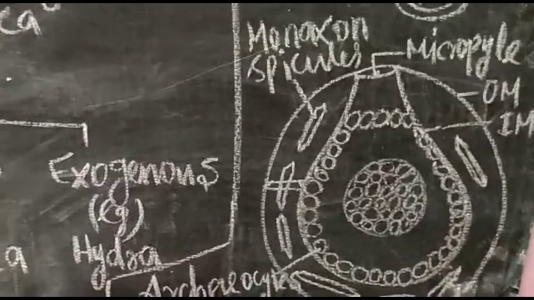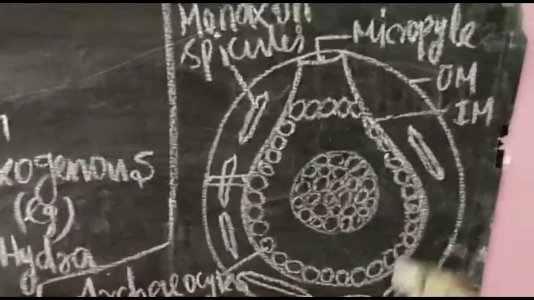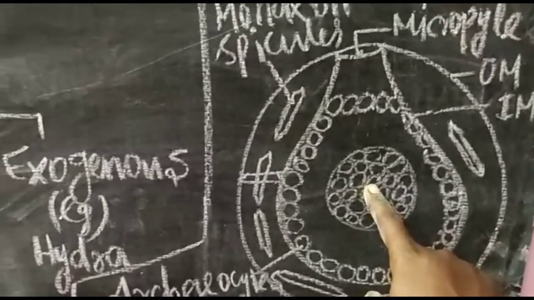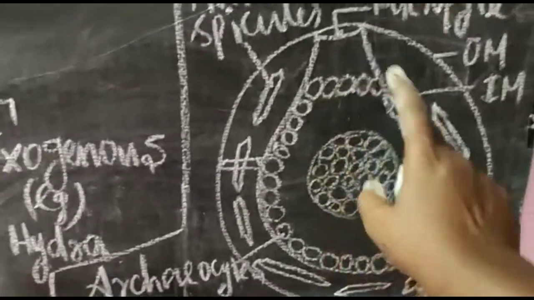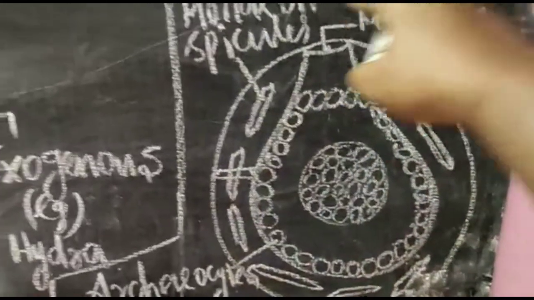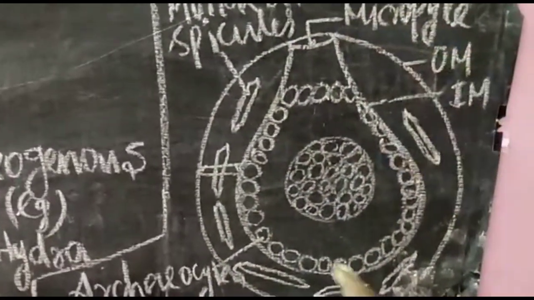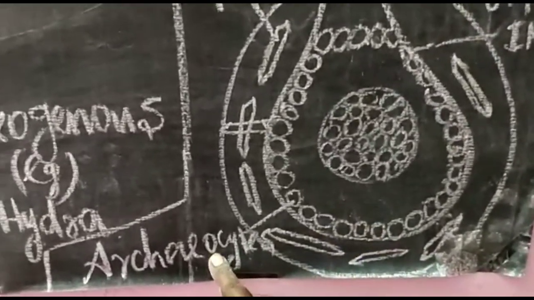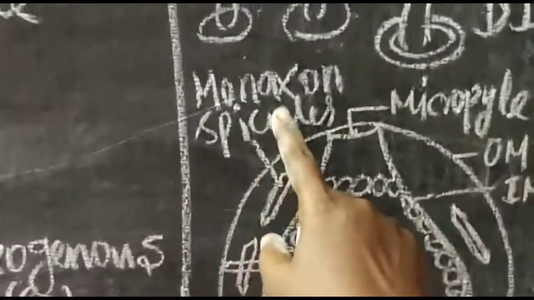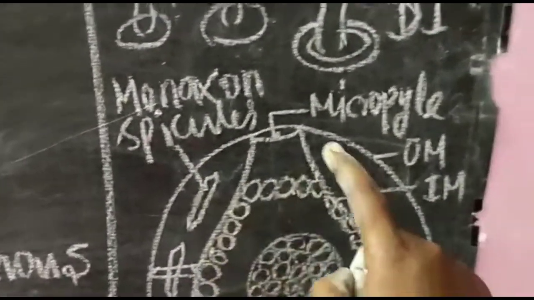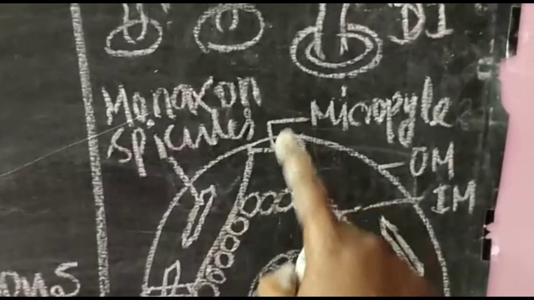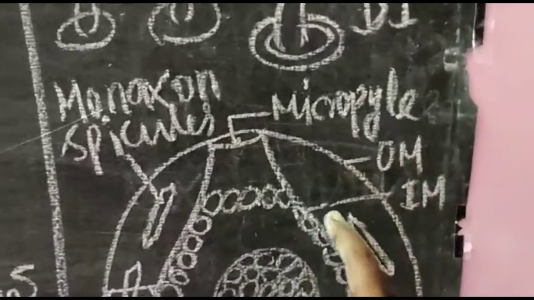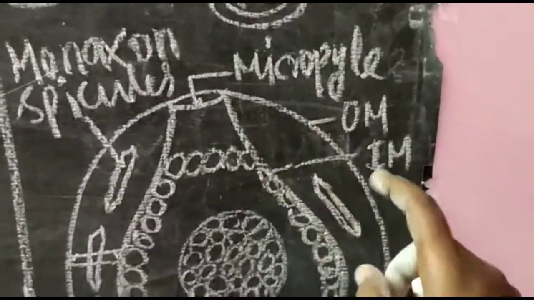The gemmule is a hard ball consisting of an internal mass of food-laden cells called archaeocytes. It also has monaxon spicules. The upper part is known as the micropyle, and there is an outer membrane. Inside, there is an internal membrane.